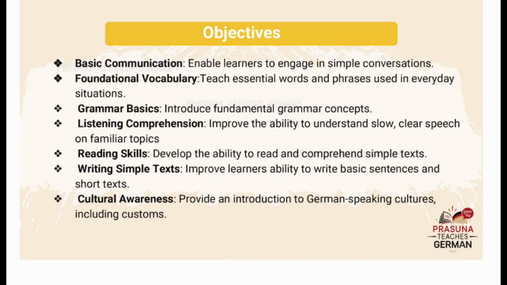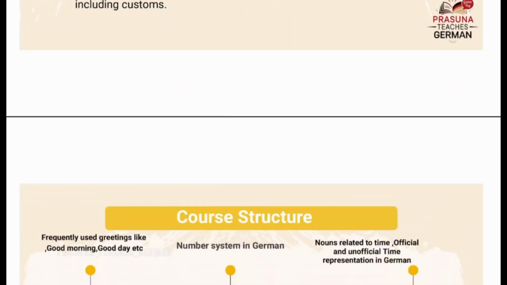Next is writing a simple text, like responding to emails and framing simple sentences. All those things are possible once you're done with this A1 course. Very important: learning a language is not only learning the vocabulary and grammar rules. It's about cultural awareness, meaning knowing about the country's history, culture, customs, people, food, all those things. It is very, very important when you are learning any foreign language. So all these things are covered in this German A1 course.